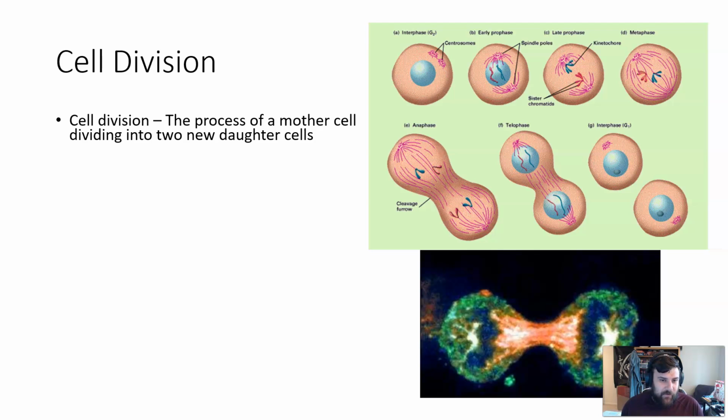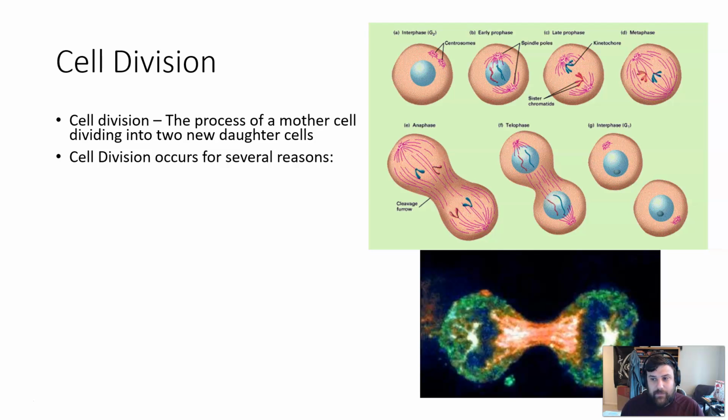So with cell division, this is the process of a single mother cell, which is what we call the original or the currently existing cell. So the mother cell will then divide into 2 new daughter cells. The mother cell is the first cell, the initial one. It goes through all the process of growing and preparing, so that it divides into 2 new daughter cells.